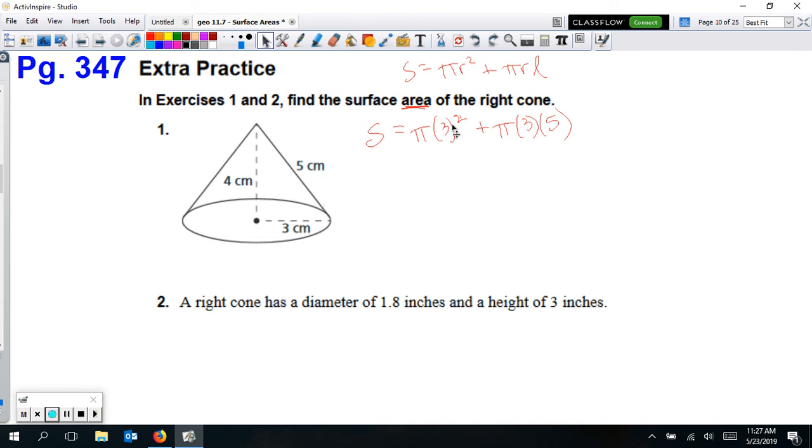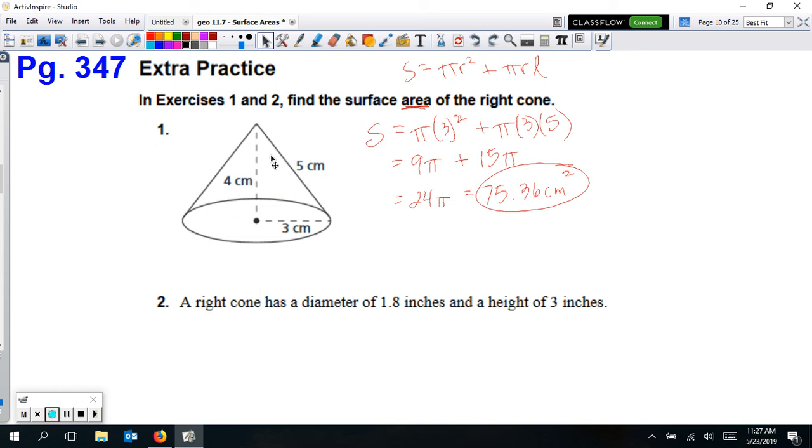So now we just simplify things. 3 squared will give us 9, so this will be 9 pi. This will be 15 pi over here. So 9 pi plus 15 pi will give us 24 pi. And then just using the calculator, 24 times the pi button, or 3.14, gives us approximately 75.36 centimeters squared. And remember, this is square units because we're talking about area.